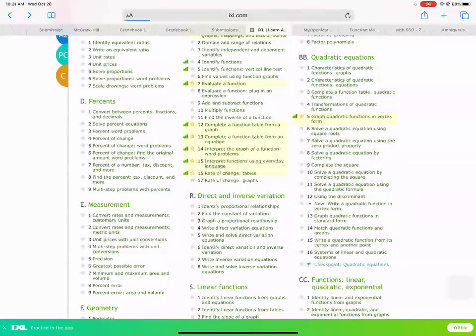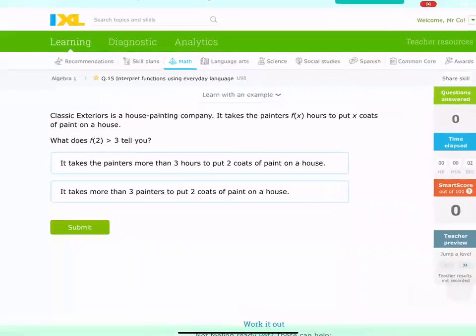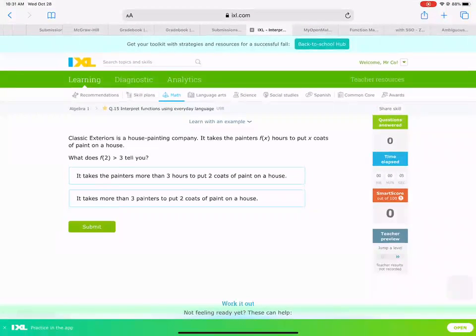And that's 15, interpreting functions using everyday language. Now this is an A or B one. I mean, there's either the first or the second one, and they're written in a way that can be slightly confusing because we're not used to it. Once we get used to it, we're okay.